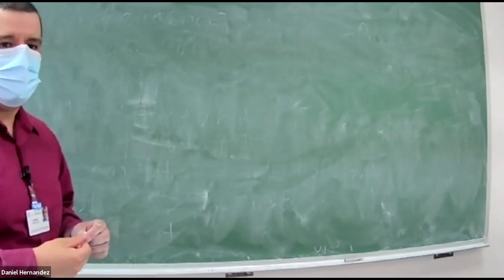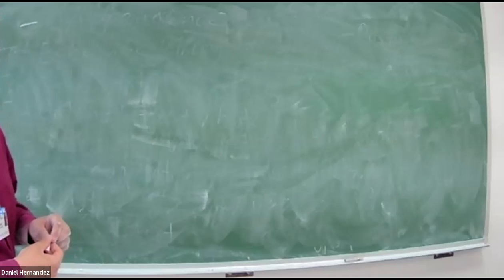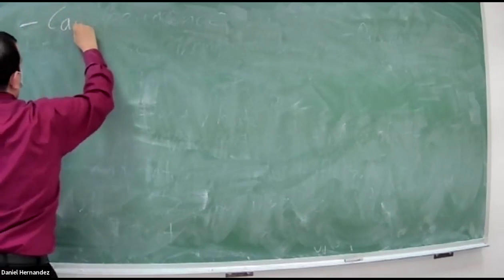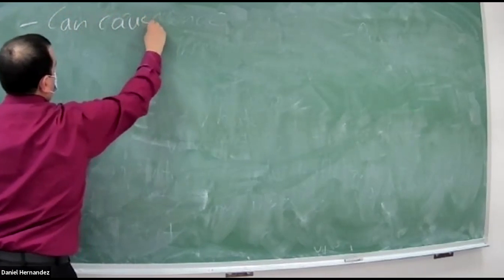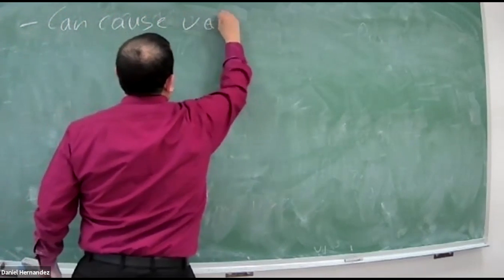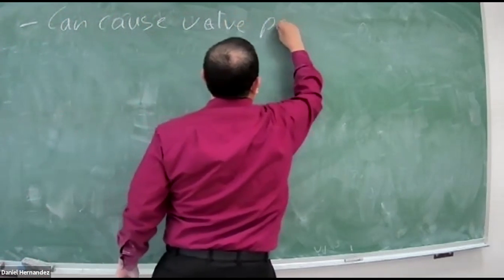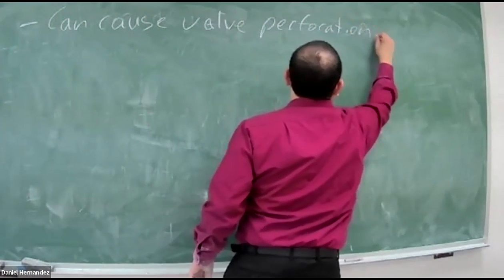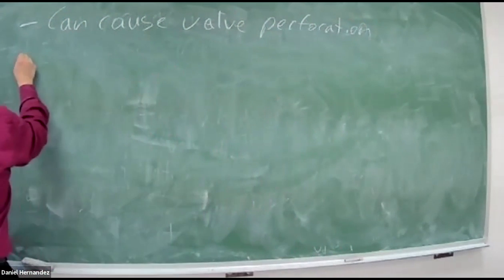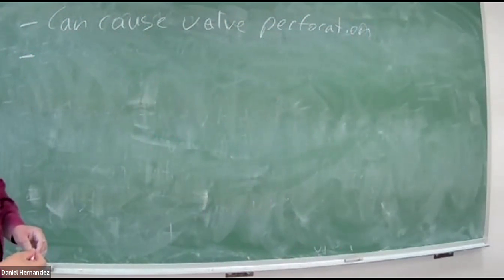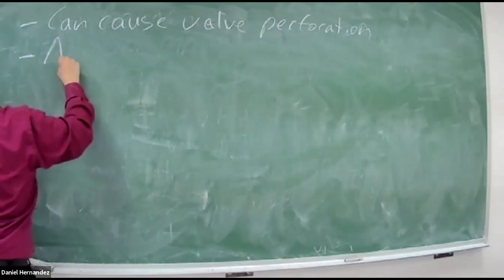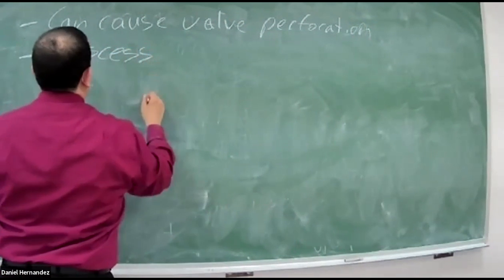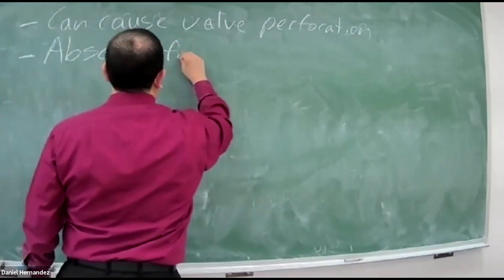Another thing that we have to remember too is that the infection can cause valve perforation. The vegetations can potentially cause abscesses. So abscess formation.